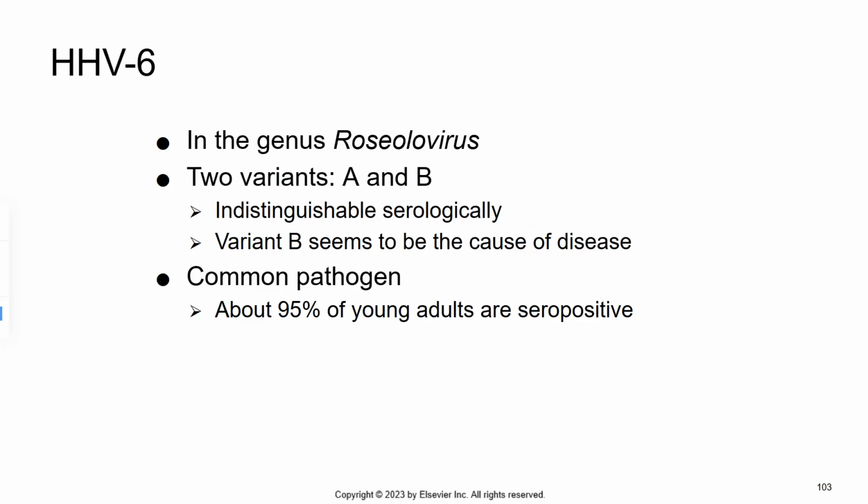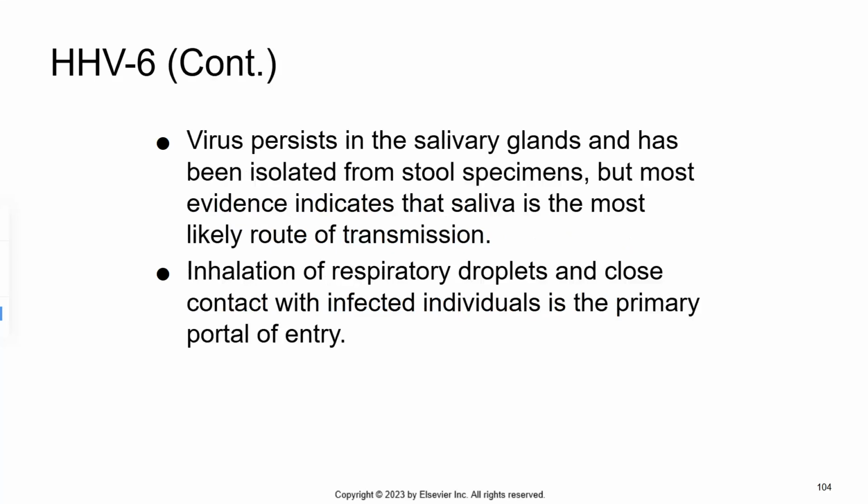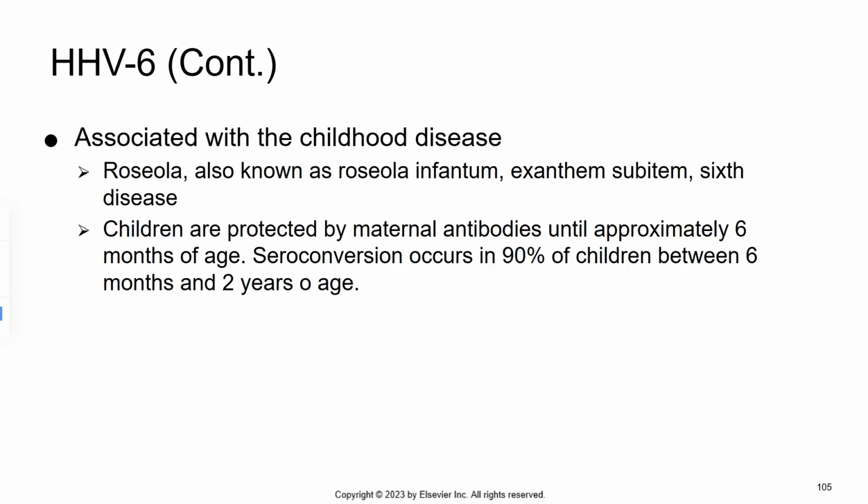And then moving on to HHV6. It's in the genus Roseolavirus. 2 variants, A and B. They're indistinguishable serologically. Variant B seems to be the cause of disease. Common pathogen: about 95% of young adults are seropositive. The virus persists in the salivary glands and has been associated with stool specimens, but evidence indicates that saliva is the most likely route of transmission. Inhalation of respiratory droplets and close contact with infected individuals is the primary portal of entry.